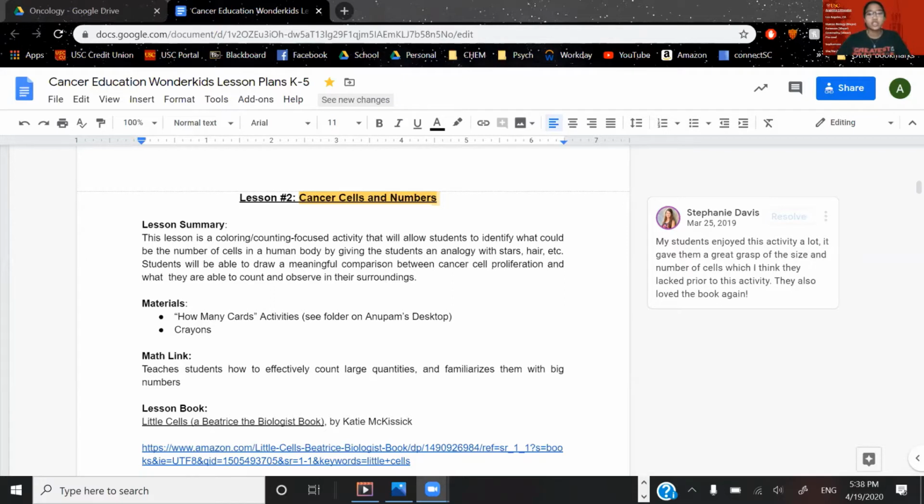So this is Unit 1, Oncology, and this is Lesson 2, Cancer Cells and Numbers. In this lesson, we teach our students how cancer cells divide and multiply at a very, very rapid rate. It's really their first introduction to cells in general, but more so than the actual science behind cells and the inner mechanisms of cancer cells, we just want them to visualize the sheer number of cancer cells and how they are so different from healthy cells in terms of how quickly they divide.